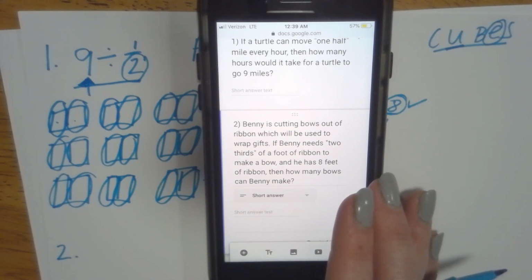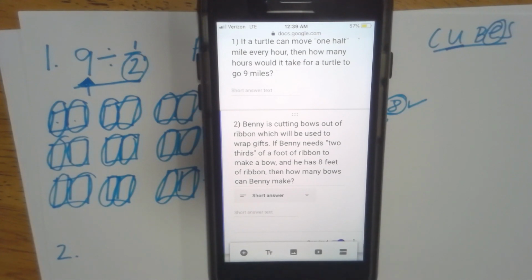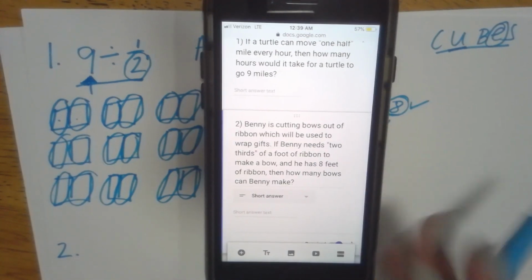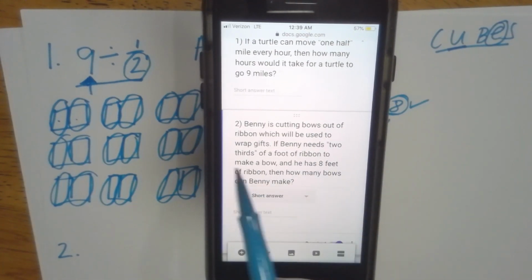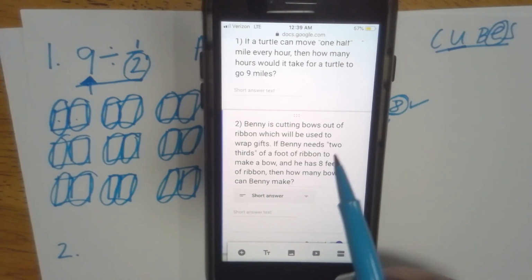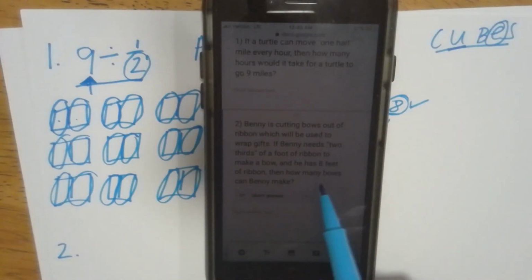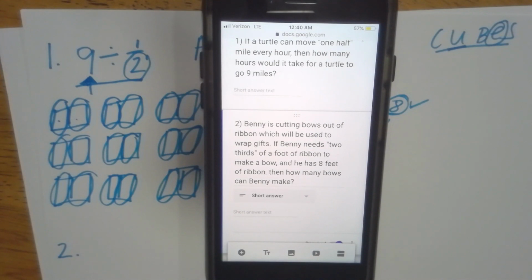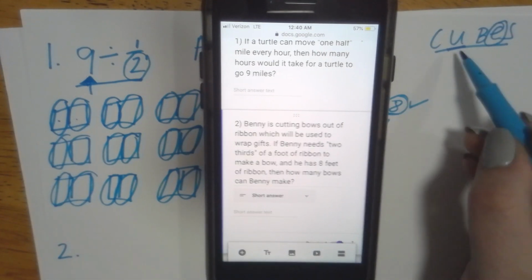Again, think about those numbers. C for cubes. Numbers, we're working with 2/3 and 8. Okay, so most likely we're seeing how many 2/3 can fit in the 8, but when we get to evaluate, we'll figure that out. Underline our question, evaluate it. How many bows can Benny make?